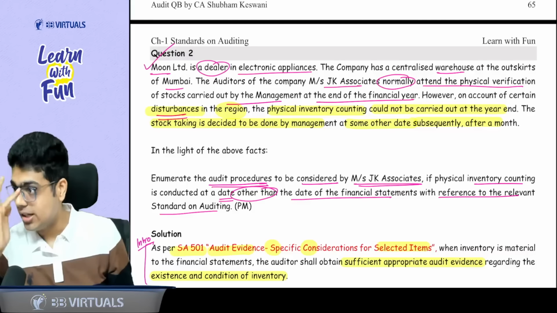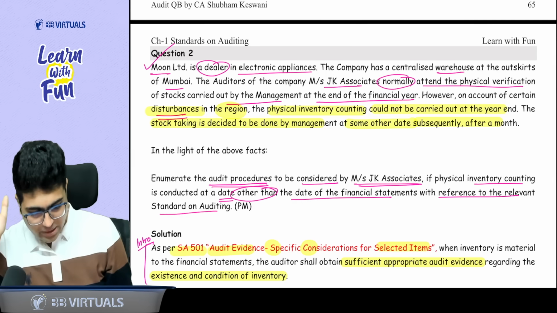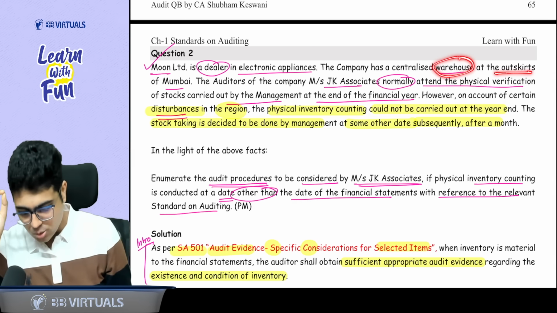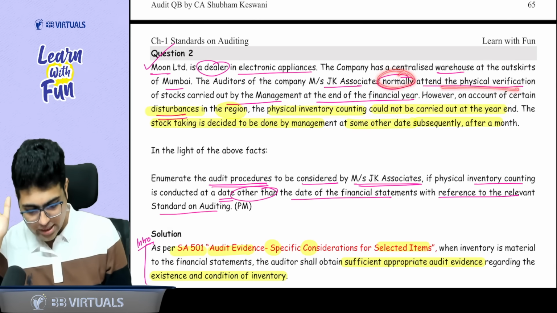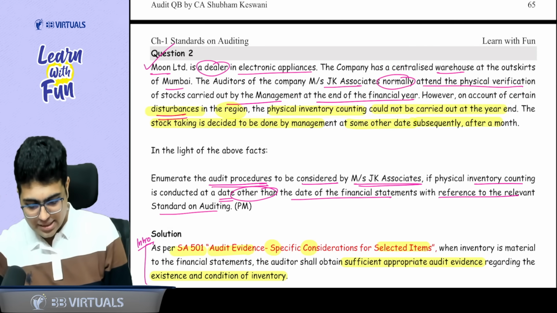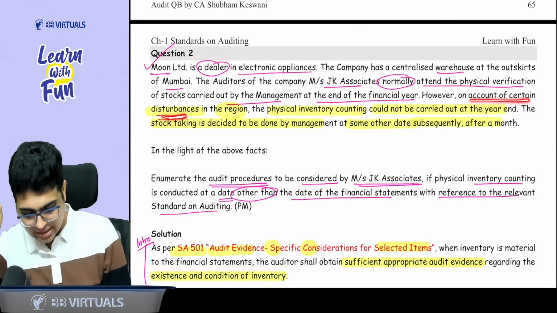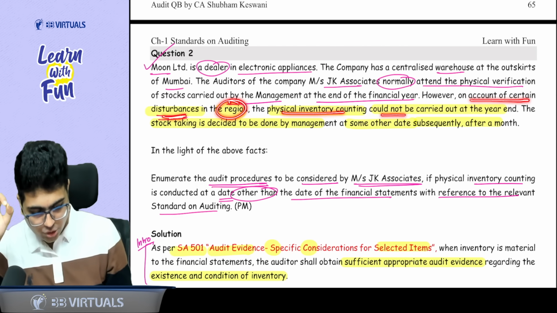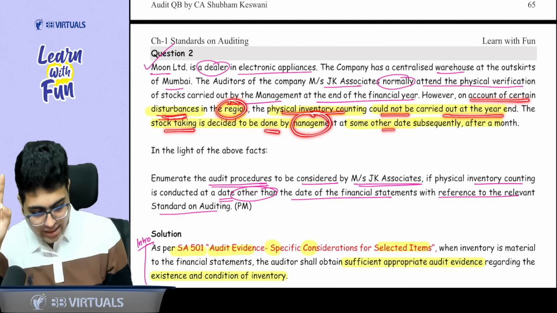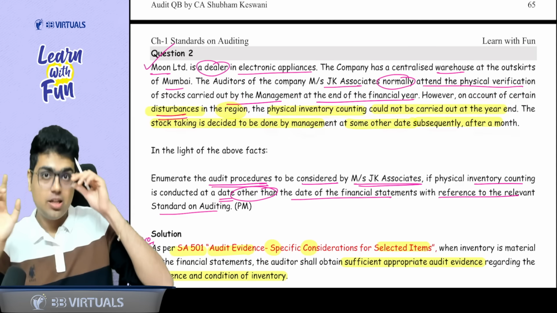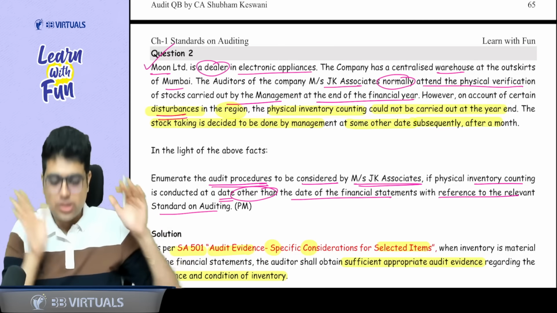If you come to your question bank and see question number 2, it is related to this condition only. Sir, how? Please focus. Moon Limited is a dealer of electronic appliances. It has a centralized warehouse at the outskirts of Mumbai. The auditor of the company normally attends the inventory count at the end of the financial year as it is carried out by the management. However, due to certain disturbance in the region, physical count could not be done at the year end. Stock taking is done by the management at a date subsequent after a month. So not on the date of financial statement, but after 1 month, management is doing the inventory count.